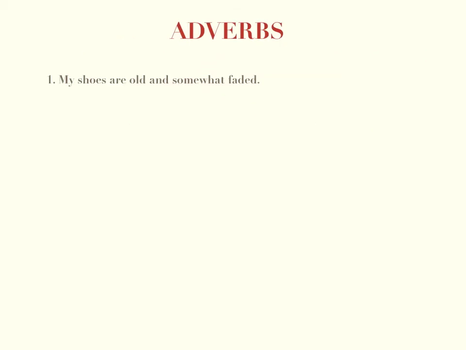All right, we'll try to get 5 sentences in here, and we'll make this a little bit of a quiz and see how you do. So your first sentence is, my shoes are old and somewhat faded. See if you can find what the adverb or adverbs are in this sentence. Just double underline them, and also identify what the word is that's being modified by the adverb.